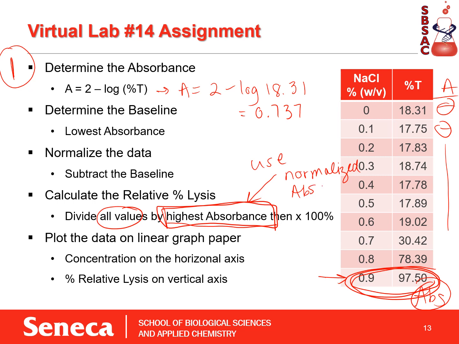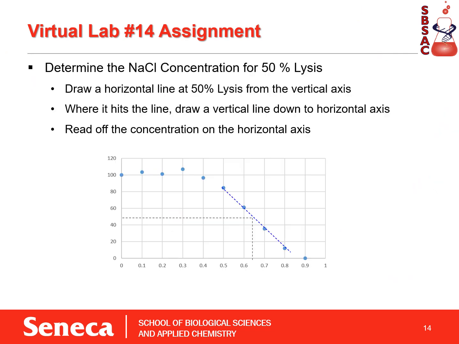Okay, once you have your percent lysis, then you're going to make a graph with concentration on the horizontal axis. So this is your concentration of salt here, and the percent relative lysis on the vertical axis, ranging from 0 to 100%. Once you have completed your graph, make sure you put in axis labels for your X and Y axis and put a nice title. And then you're going to determine the salt concentration for 50% lysis.